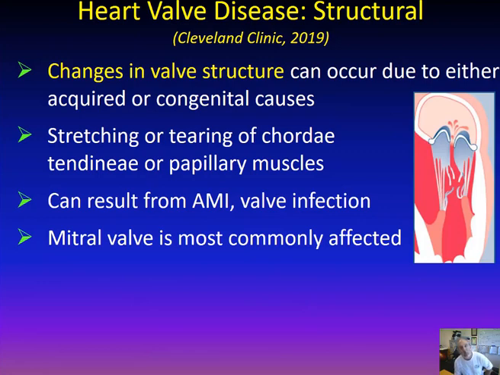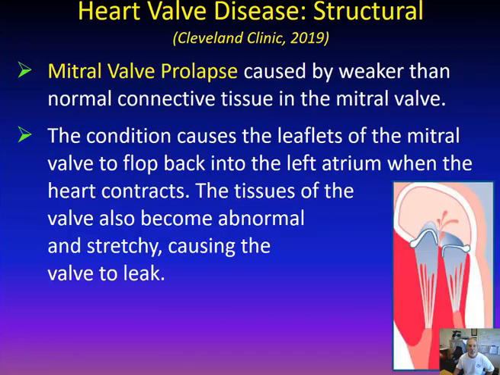Now, structural heart valve disease can occur from either acquired or congenital causes. We spoke about stretching or tearing of the chordae tendineae or the papillary muscles. So again, remember, this is the papillary muscles, this is the chordae tendineae, and that's the valve. It can result from a heart attack or a valve infection, and again, the mitral valve is the most commonly affected.